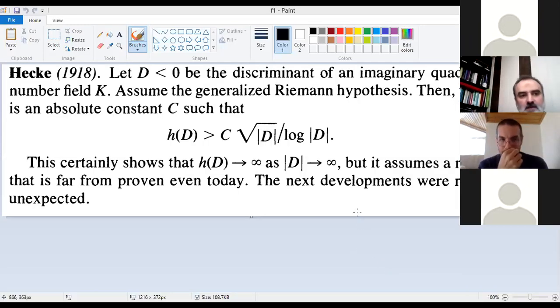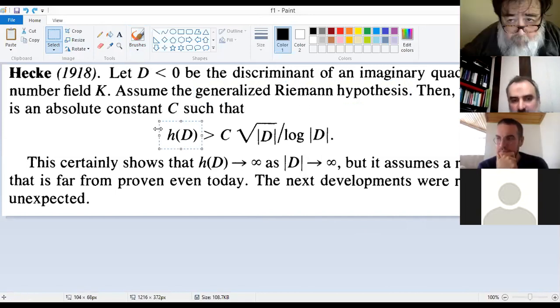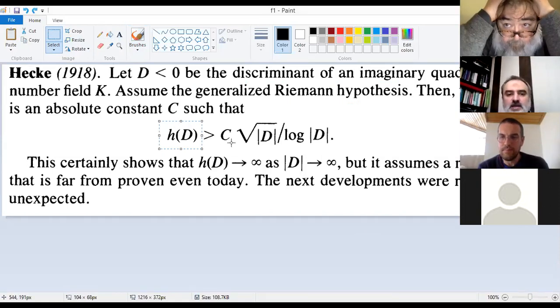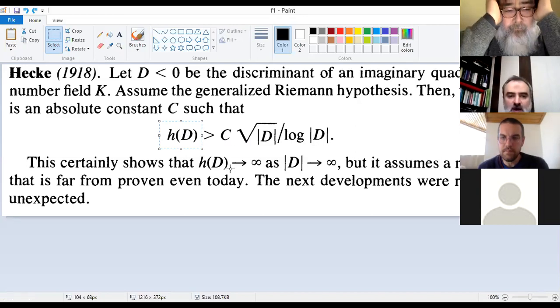So the first development came with Hecke, 1918. Again, we are talking about negative discriminants. What Hecke was able to show was that assuming the GRH, the generalized Riemann hypothesis, there is an absolute constant C such that the class number of the imaginary quadratic field with discriminant D is greater than this constant times the square root of the absolute value of D divided by log of the absolute value of D. So as the absolute value of D goes to infinity, the class number goes to infinity. So it solves the first problem, but assuming the generalized Riemann hypothesis.